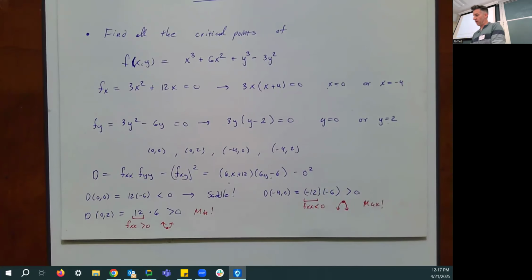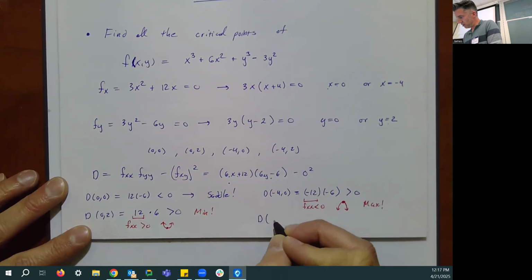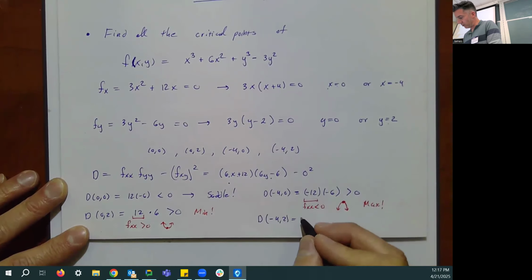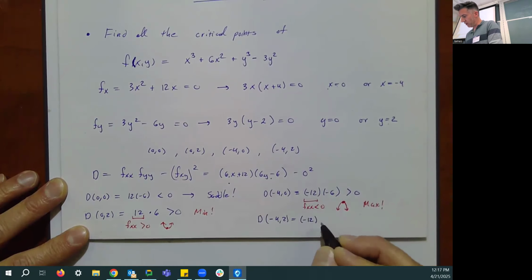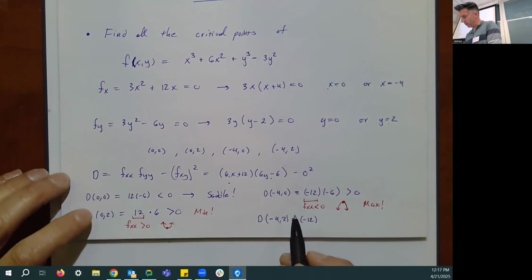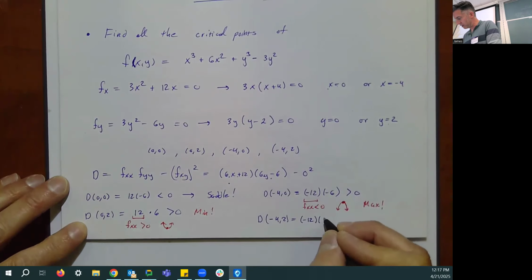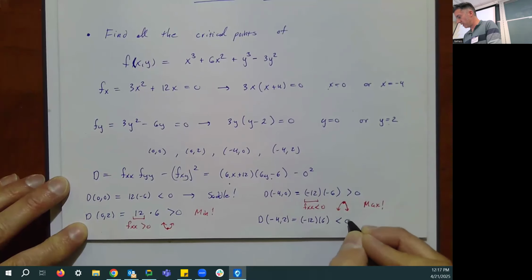And finally, for our last one, negative 4, comma 2, we plug that in, we're getting negative 12 for the fxx part. We plug in 2 for y, we're going to get 12 minus 6, which is positive 6. This also ends up being negative, meaning we have a saddle.